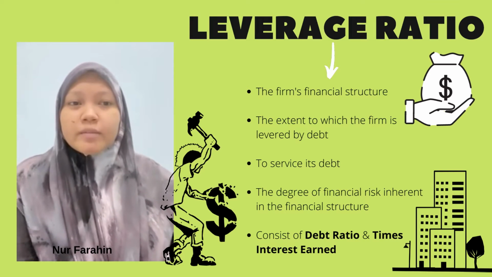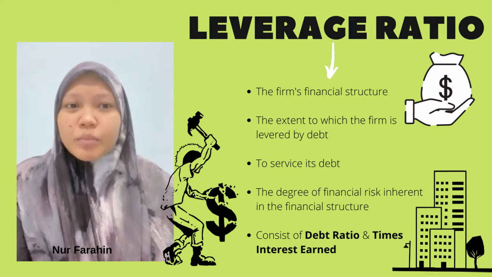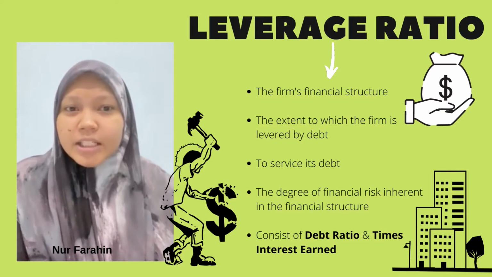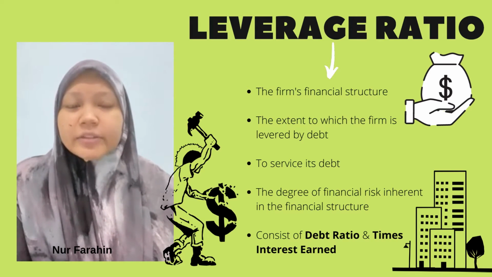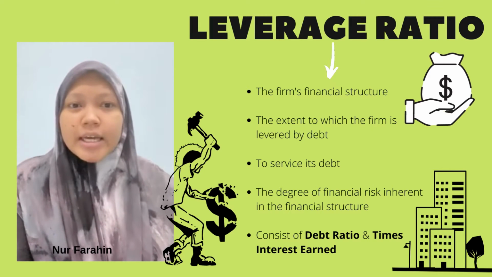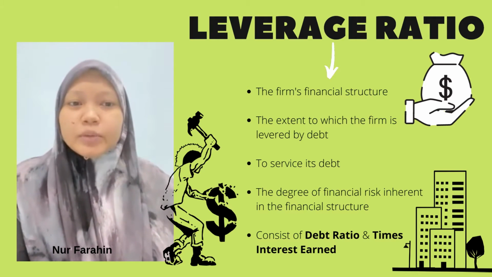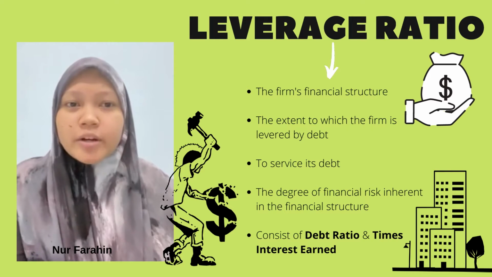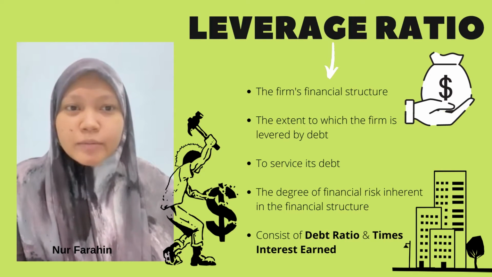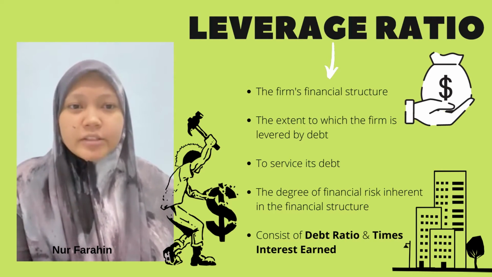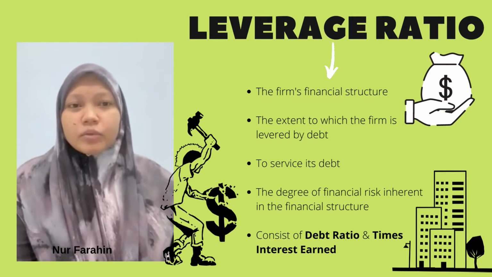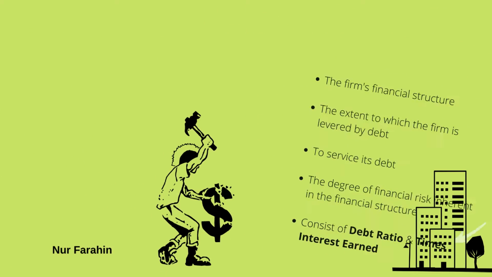With proper use of debt or leverage, the firm will be able to get more profit as the cost of debt is cheaper, interest is tax deductible, and the firm finances its activity with less equity, and any profit will be appropriated among relatively few stockholders. This will result in higher earnings per share. There are 3 types of leverage ratio. First, debt ratio, second, debt to equity ratio, and third, times interest earned, TIE. But in this presentation, I will explain 2 only, debt ratio and times interest earned.